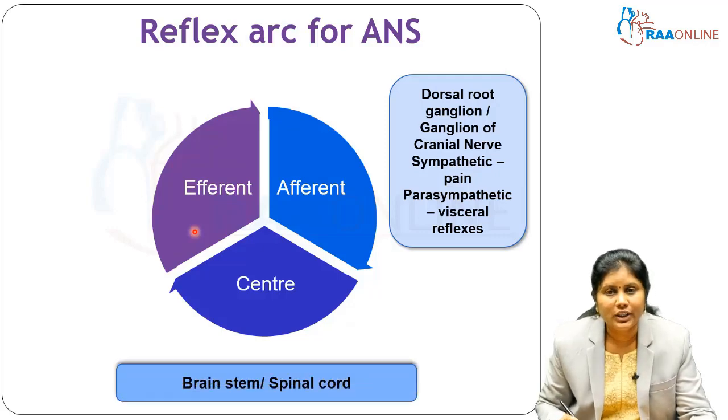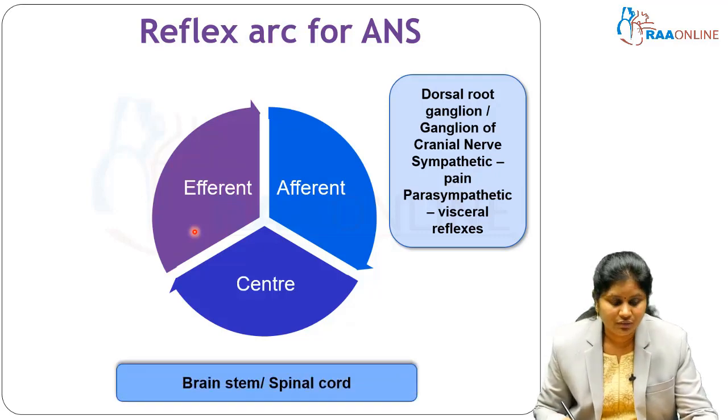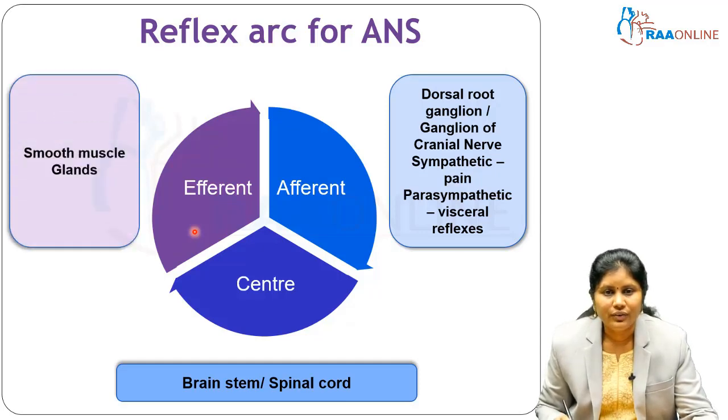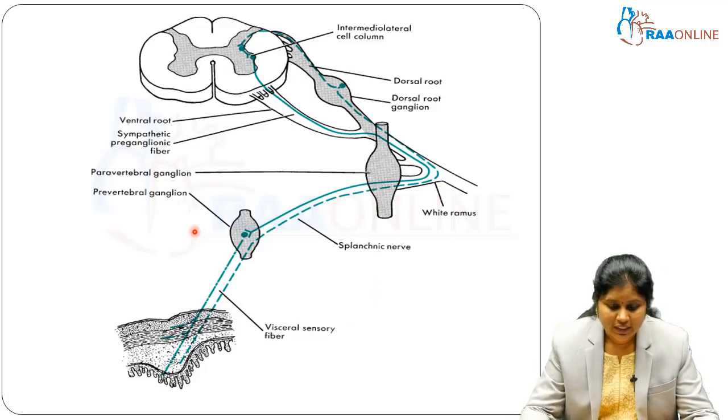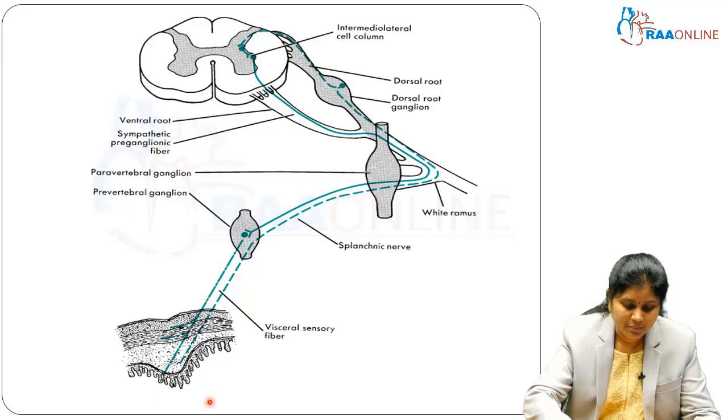The center for integration of these autonomic nerve reflexes is the brainstem or the spinal cord, and the efferent goes to smooth muscles and the glands in a majority of instances. So this is one example of reflex arc for an autonomic nervous system. For example, this is a viscera. Okay, so it looks like a layer of the GI wall. So the afferent nerve fiber may be a distension. The sensation is distension that is carried by the afferent nerve fiber like this.